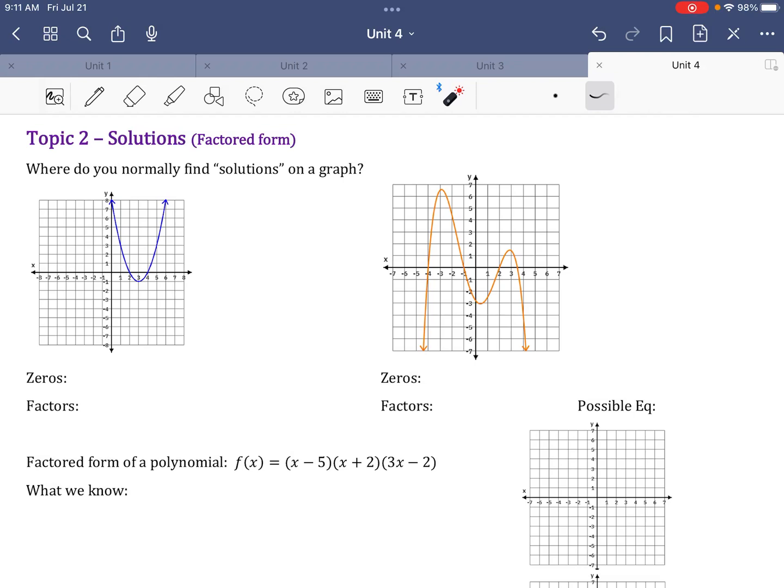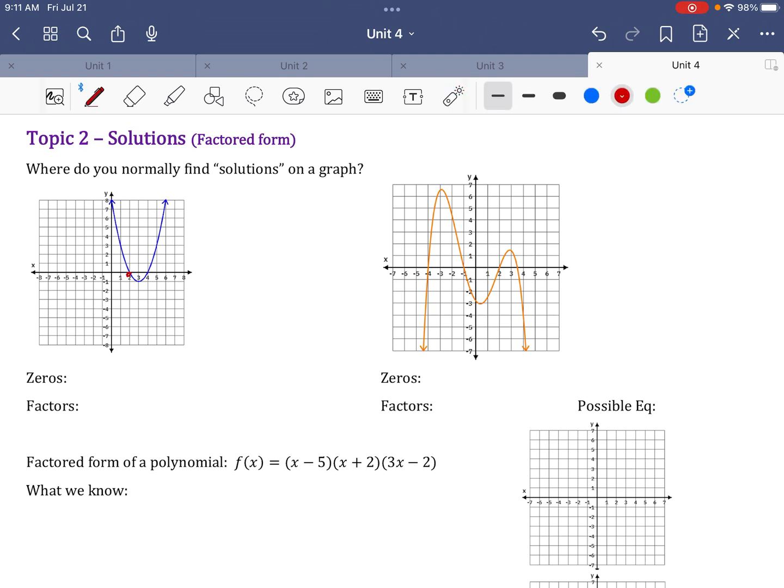All right, so here we're going to do solutions of polynomials, and this is basically an extension of what you already know about parabolas. When you have a parabola, a parabola is also a polynomial. Remember, your solutions are your x-intercepts, right? So normally you look for x-intercepts. Now remember, you don't have to have x-intercepts, because that means your solutions are imaginary, but this one does.